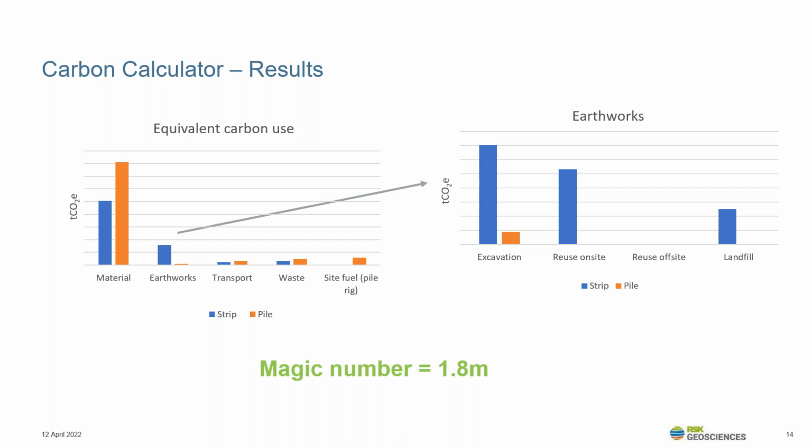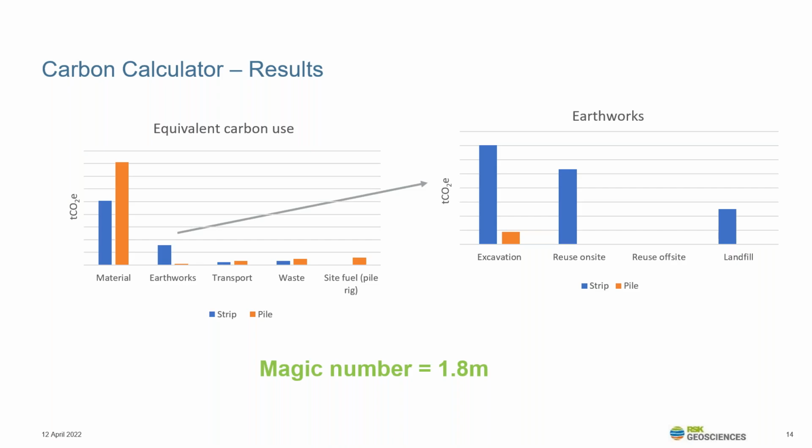The calculator produces additional graphs where needed for further detail. I've shown the one for earthworks here. As you can see, strip foundations have considerably higher emissions, as you'd expect, than a piled foundation. But these emissions are still low in comparison to the material emissions and therefore don't have a significant impact on the overall carbon saving.